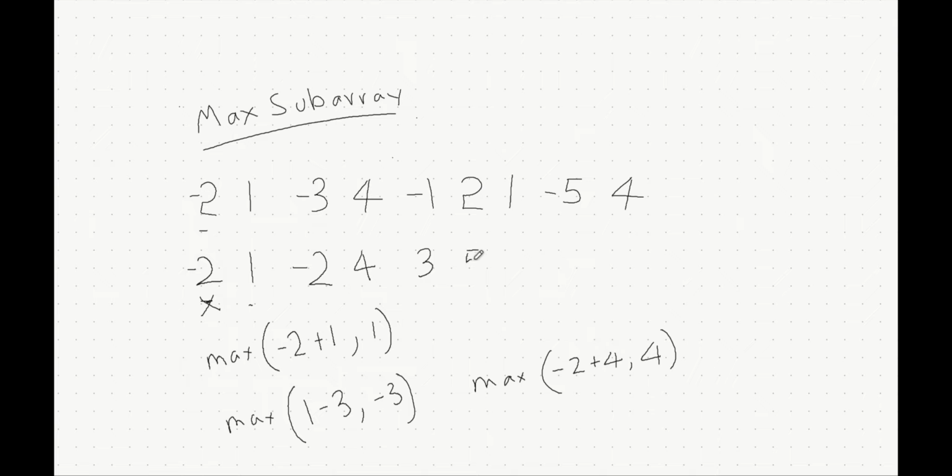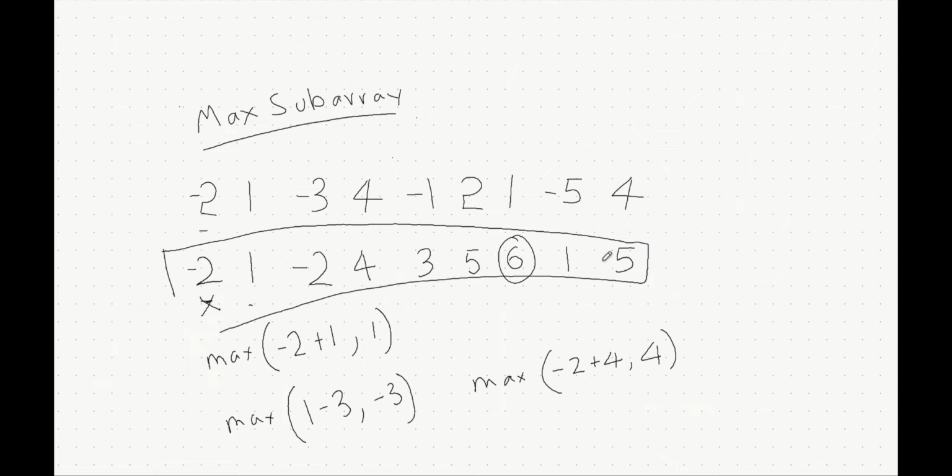And here it will be 5. Here it will be 6. Here it will be the maximum of 6 minus 5, 1, or just -5, so it is 1. Here it will be 4, 1 plus 4, or just 4, so it is 1 plus 4, 5. So these are all the maximum subarrays which end at that particular index, and the maximum of this whole array is the answer for us, which is 6.